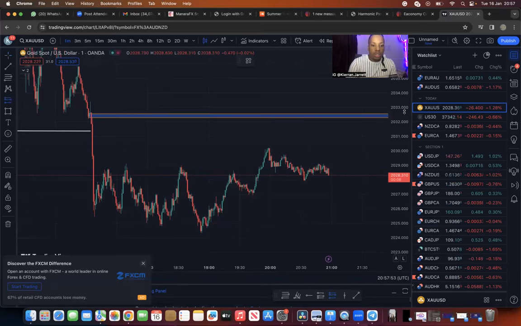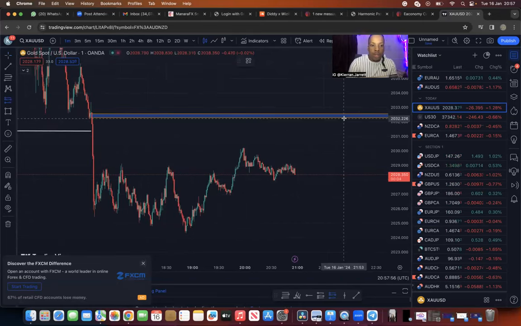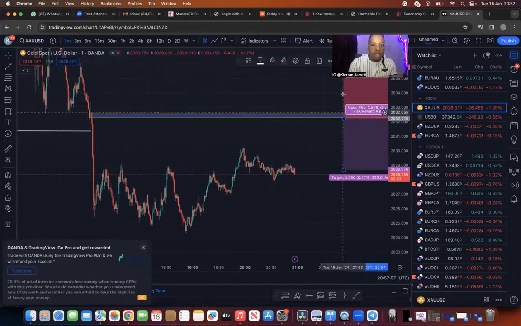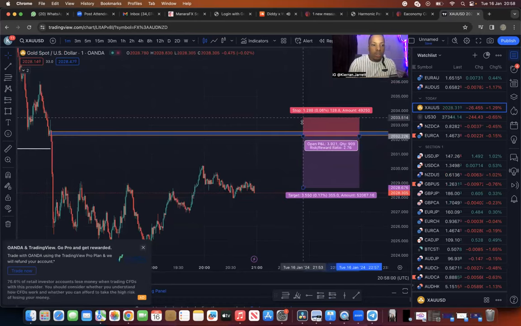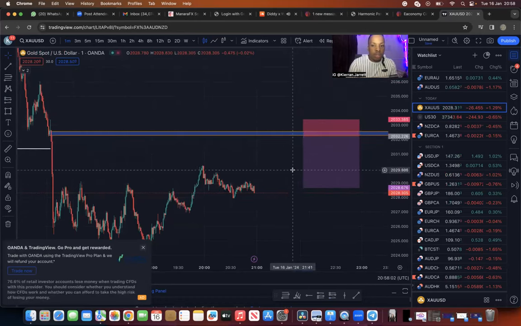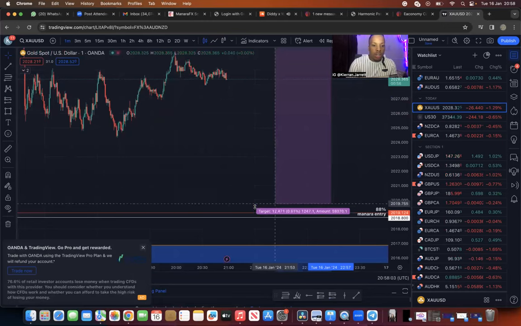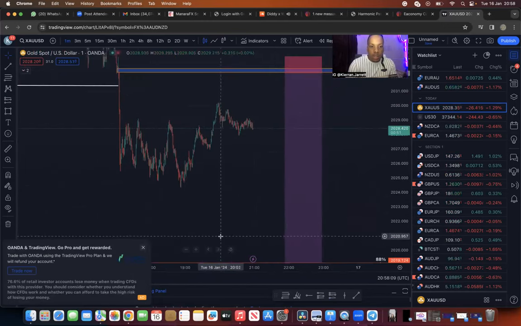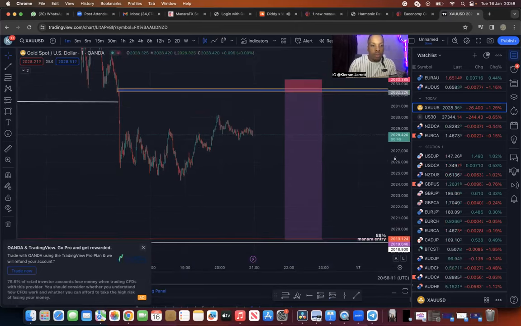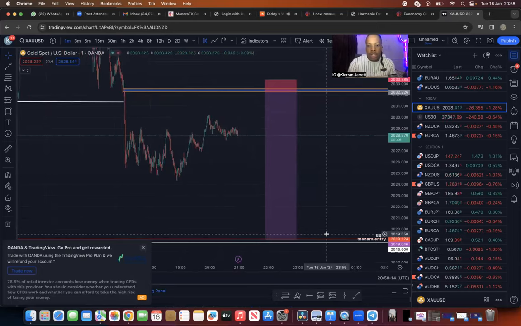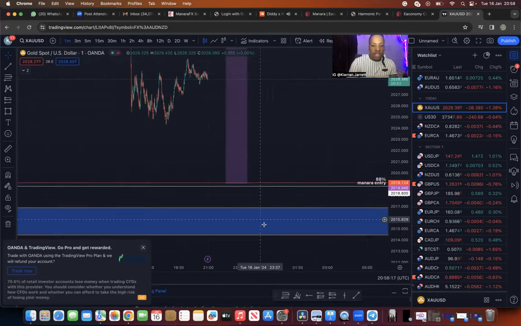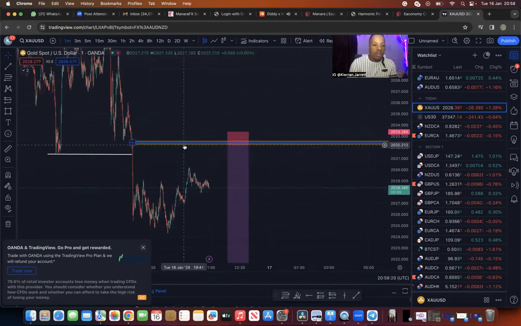Short position from here. Drag it to the high of the move, give yourself some space. Sell down to the Manara entry. Trading is that easy once you understand what you're looking for. Break of structure, fair value gap, Manara entry, boom, boom, boom. And now we're waiting for the Manara entry to hit this area here, give us a break of structure, and then we go for the buy when it happens.